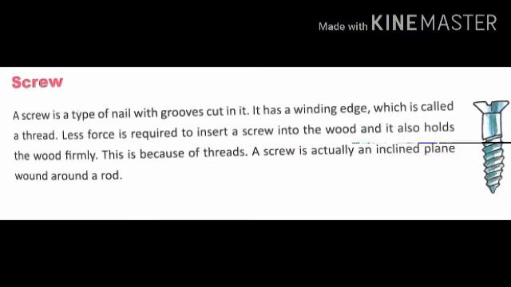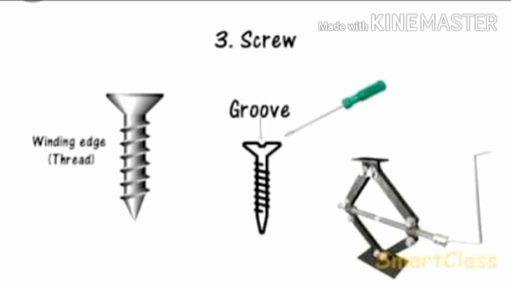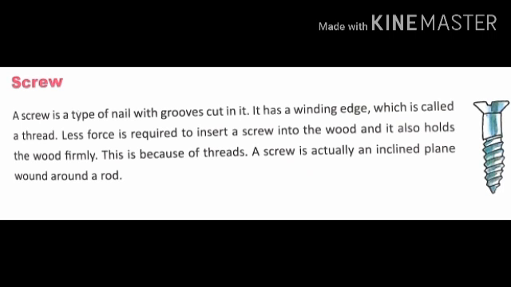Next is screw. A screw is a type of nail with a groove cut in it. It has a winding edge which is called a thread. Less force is required to insert a screw into wood and it holds the wood firmly. This is because of threads. A screw is actually an inclined plane wound around a rod.